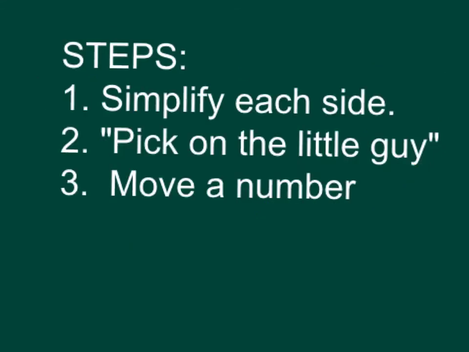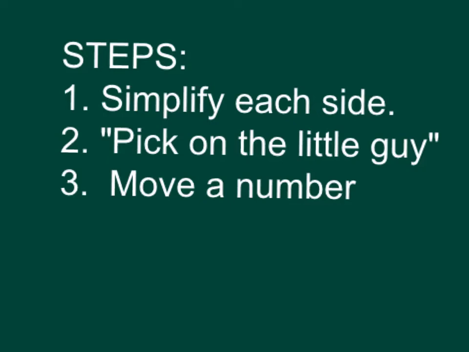Okay, so here are the steps we need to follow whenever we're trying to solve an equation with variables on both sides. The first step is to simplify each side. In the example we just did, we didn't have to do that step, it was already done. The next step, I call it picking on the little guy. We move the smaller variable to the other side of that equal sign.